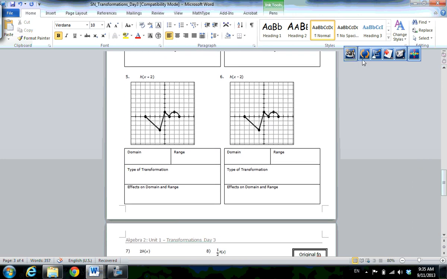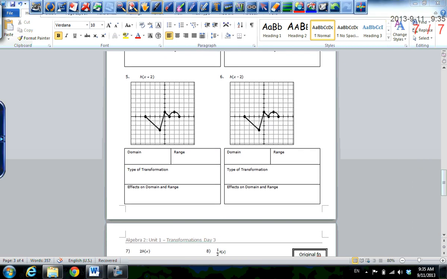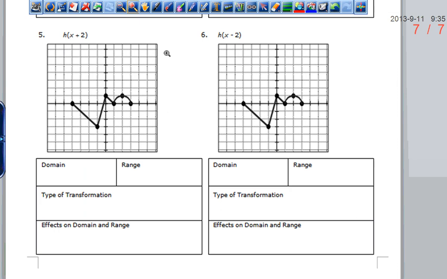Okay, for the next 2, what type of shifts do we have going on there? Horizontal or vertical? Yeah, these are both horizontal. So it's a horizontal shift. And what's that plus 2 do on the inside? What about the -2 on this number 6? Yeah, it goes right 2.